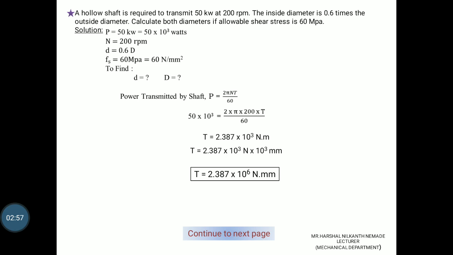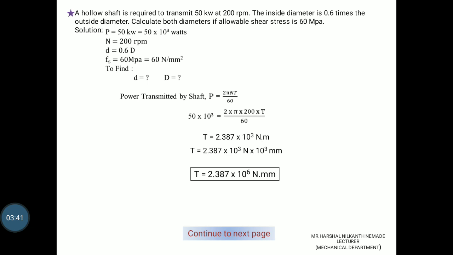Next sum, a hollow shaft is required to transmit 50 kW at 200 rpm. The inside diameter is 0.6 times the outside diameter. Calculate both the diameters if the allowable shear stress is 60 MPa (megapascal). P is given 50 kW, multiplying by 10 to the 3, it will convert to watts. N is given 200 rpm. Small d is equal to 0.6 times the capital D. Fs is equal to 60 MPa, which is 60 Newton per mm square. Find small d and capital D.